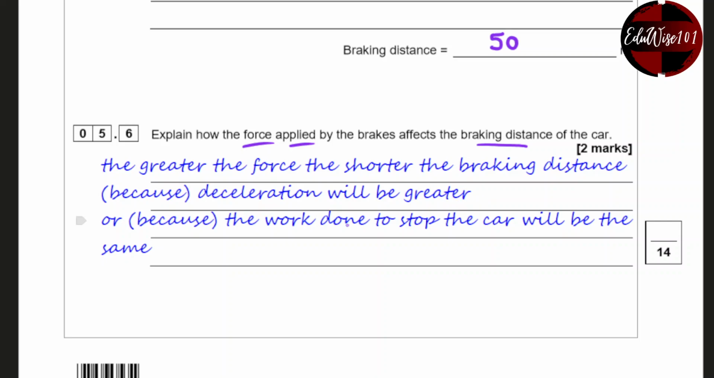Or you could say the work done to stop the car will be the same. Now, these two bullet points are the best. The greater the force, the shorter the braking distance. Why? Because you're trying to explain, so you need to explain why. Because deceleration will be greater. It will actually reduce in speed at a much faster rate. That brings us to the end of question number 5. Let's have a look at question number 6.